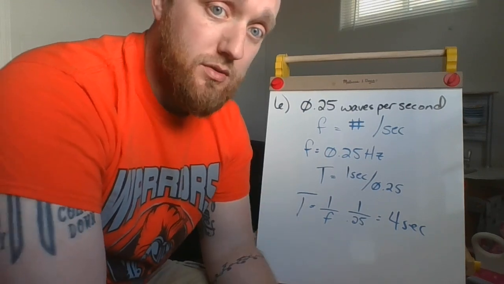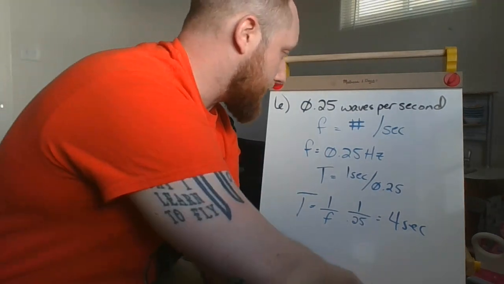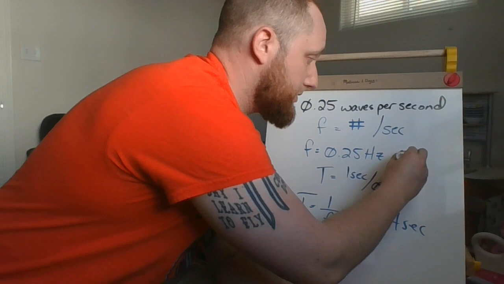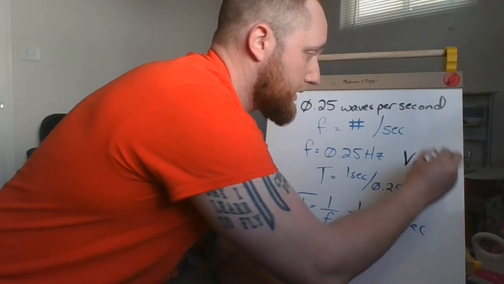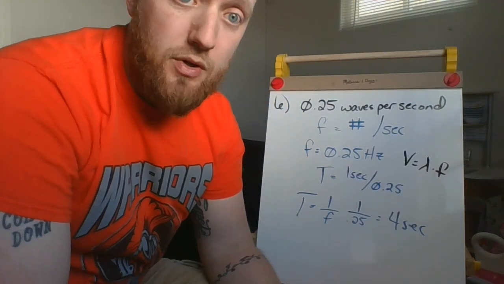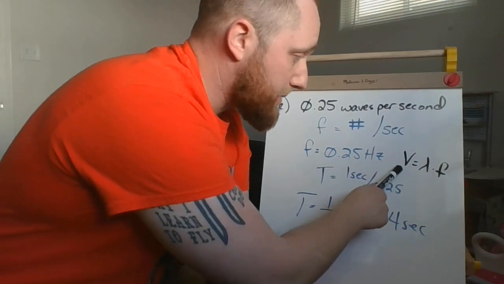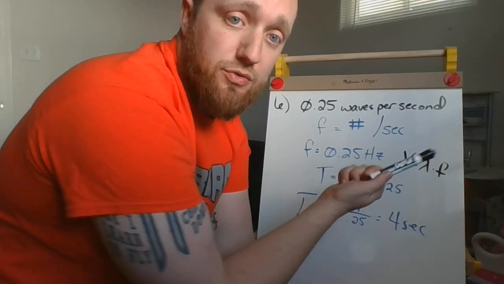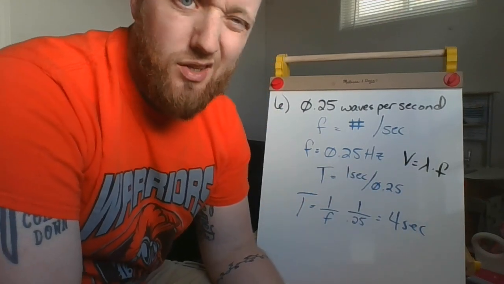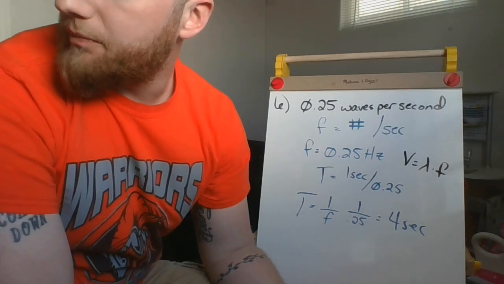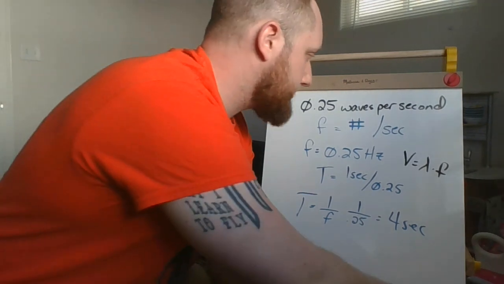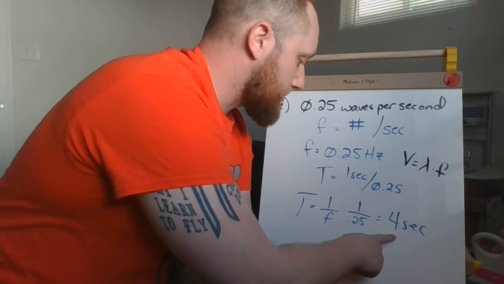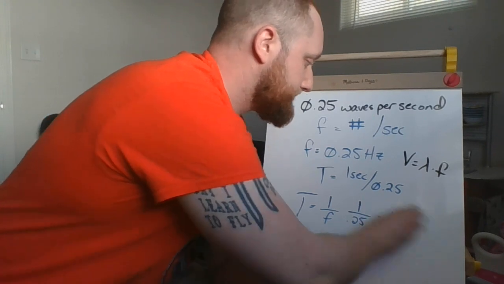That one's identical to number 5. So you're going to go back and use that exact same equation of V is equal to lambda F, wavelength multiplied by frequency. You've got a speed that was provided. The frequency was 0.25. Plug those guys in. You should get the same value. Oh, I didn't provide answers on this one because I suck. My bad. So 4 seconds was 6A.